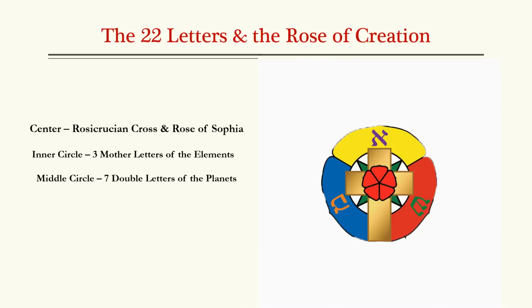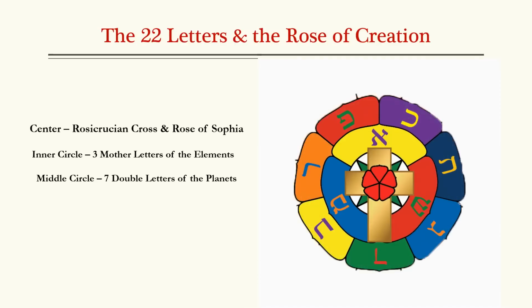Then you have the middle circle. These are your 7 double letters of the planets. So the 7 classical planets, as they're understood in the Renaissance and in pretty much all ages before that, up until we found Neptune and Uranus. So the 7 classical planets, and you see them arranged here in the form of the tree of life.